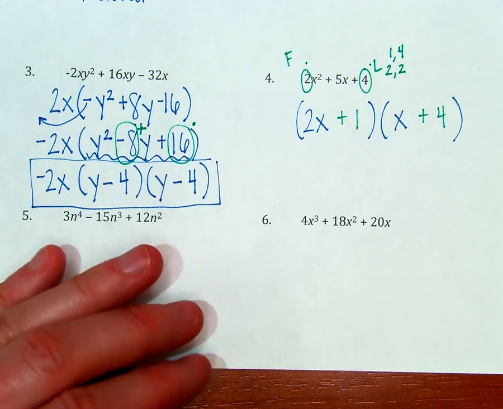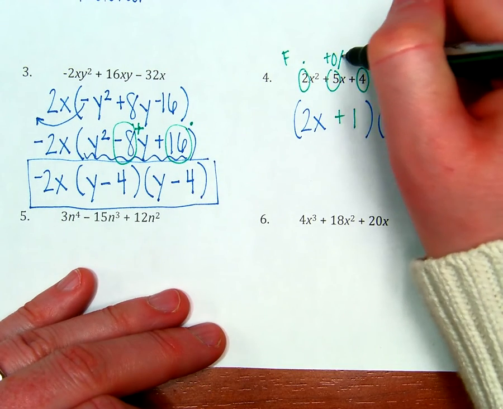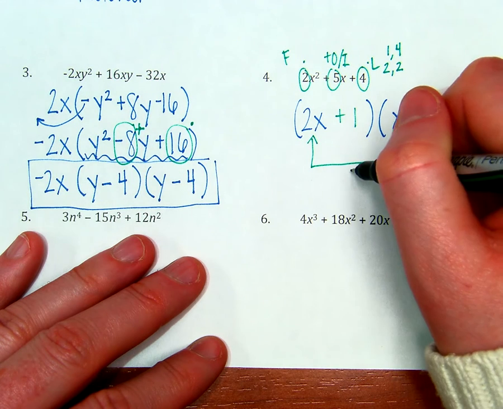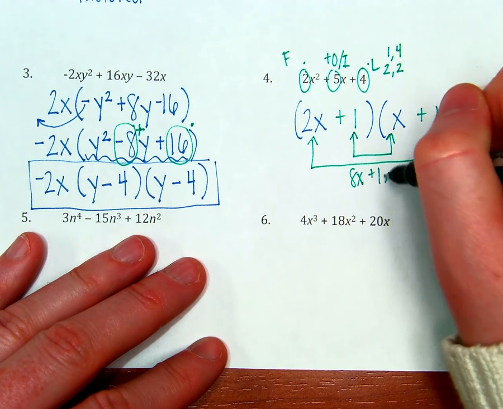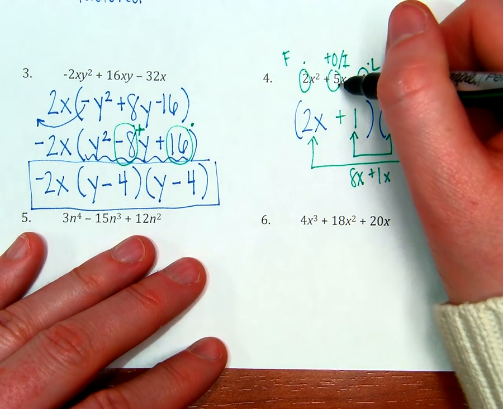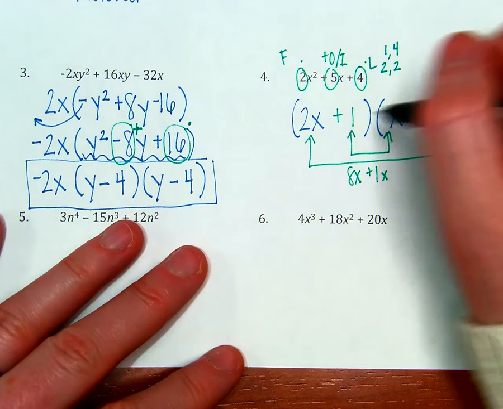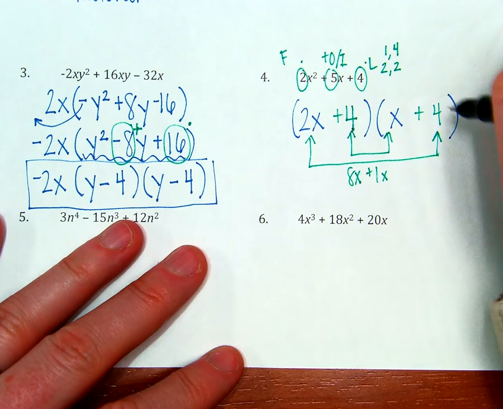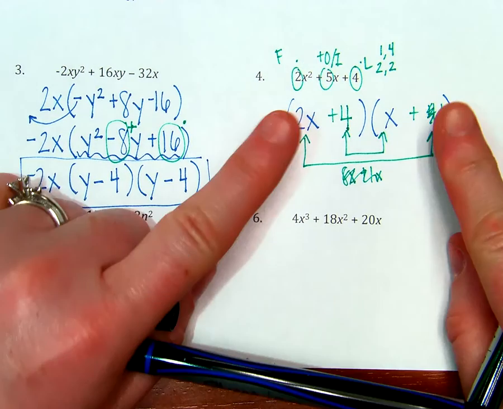My outsides and my insides have to add up to be this middle number. So let's check the outsides and the insides. 2x times 4, that would be 8x. 1 times x, shoot, that's 1x. 8x and 1x is definitely not going to add up to 5x. It adds up to 9. So that's not going to work. So instead of having 1 and 4 here, let's turn this into a 4 and this into 1. And now let's check and see if that works.